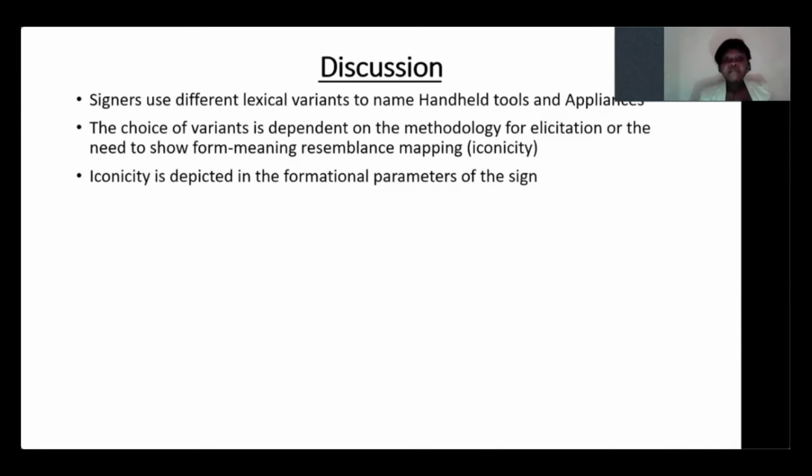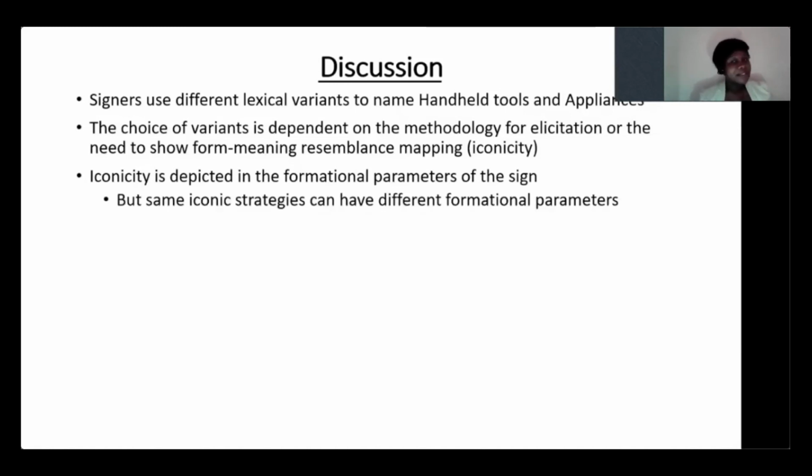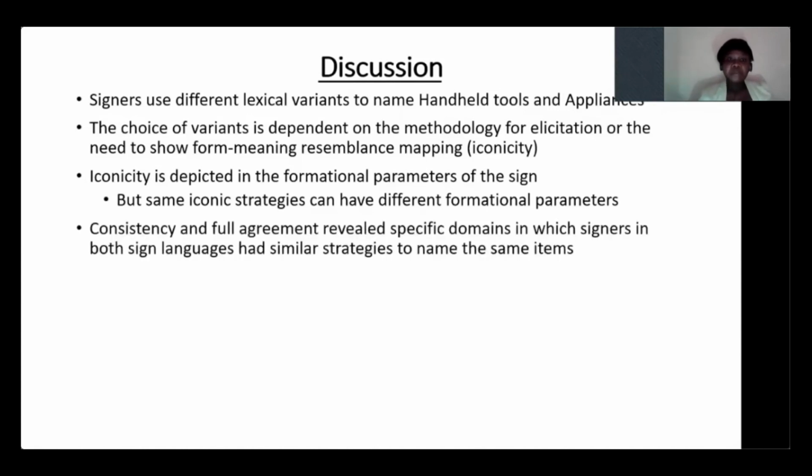So iconicity is depicted in the formational parameters of the sign as well. The handshape, the location, the orientation, and the movement make the sign either iconic or non-iconic. But the same iconic strategies can have different formational parameters. So you could have either of two different signs for ceiling fan. These are all instruments, with different formational parameters.